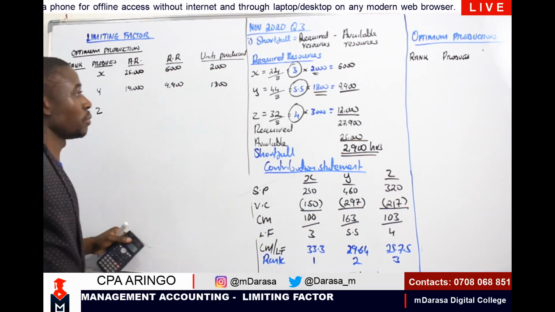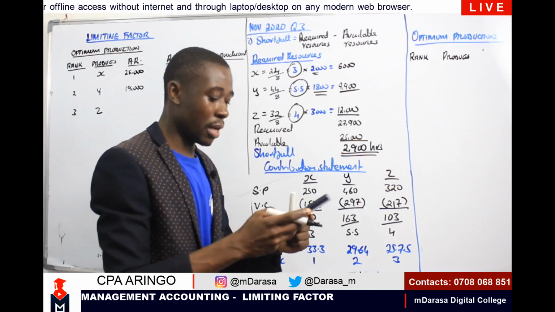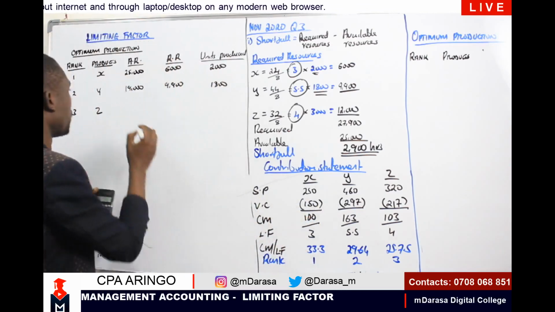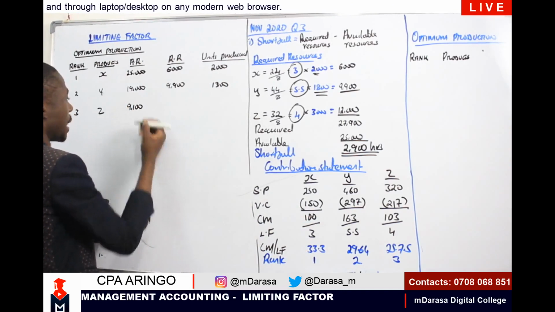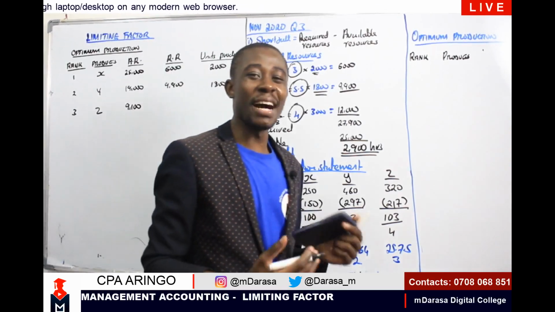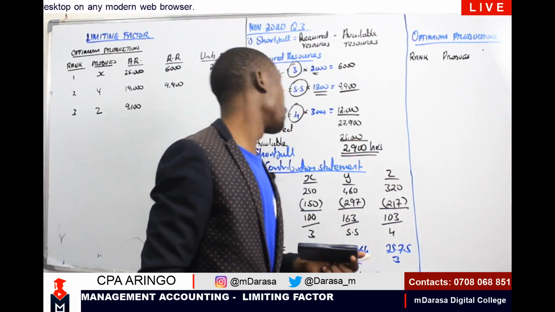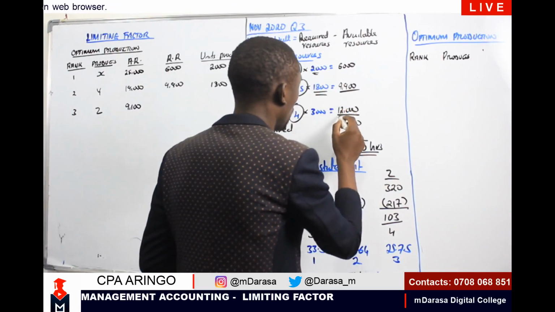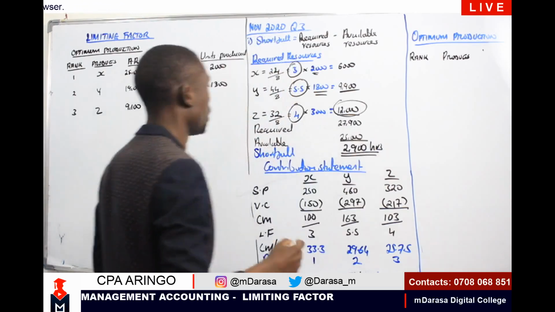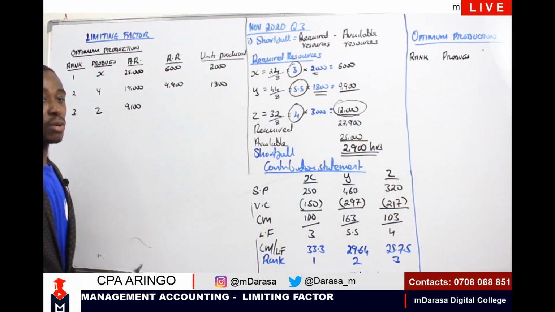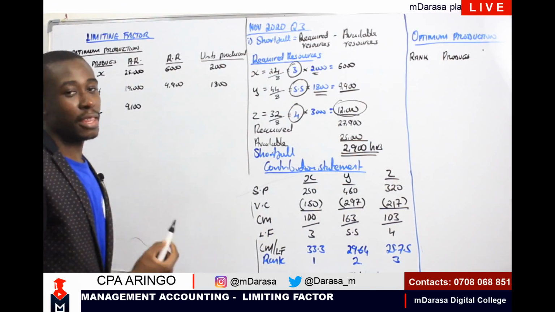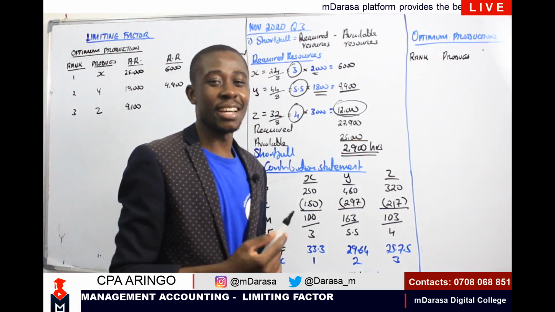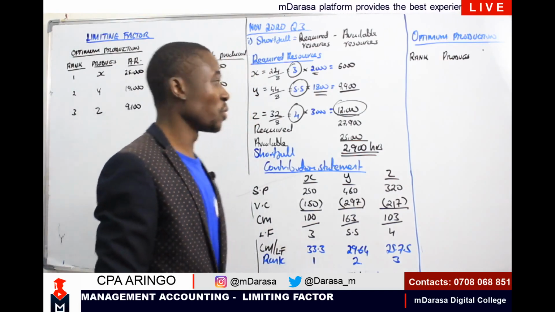Come to available resources. Right now, I've remained with how many hours? I've consumed 9,900 hours. So I've remained with 9,100. Maximum of Z. For us to produce maximum of Z, we required how many hours? We required 12,000 hours. But we don't have the 12,000 hours. I'm only having 9,100 hours. So the question is, with these resources, how many units are we going to produce?